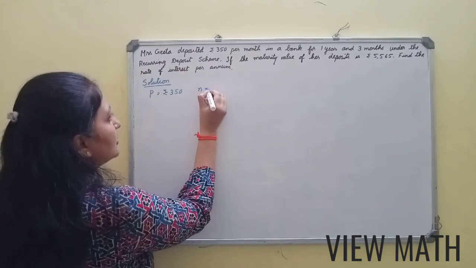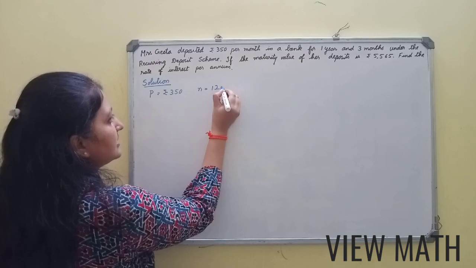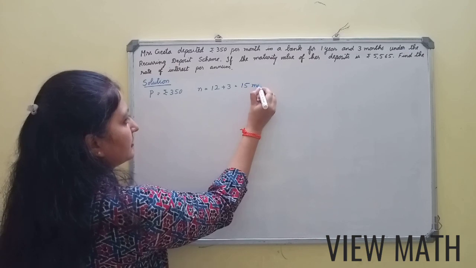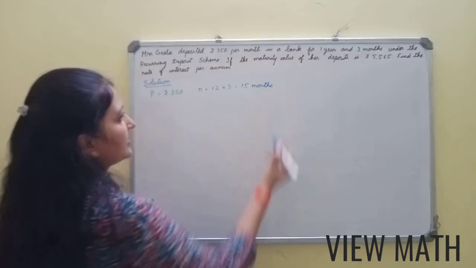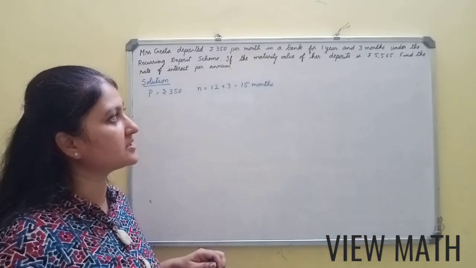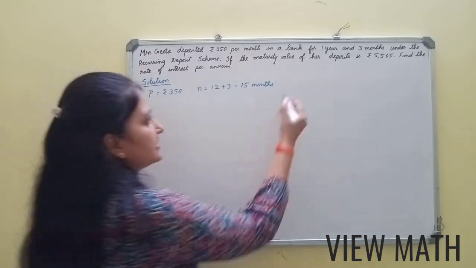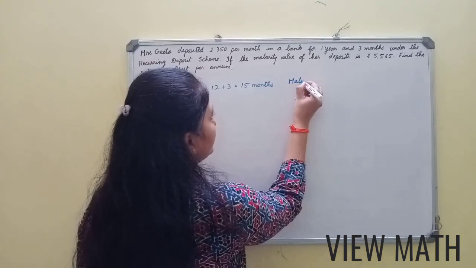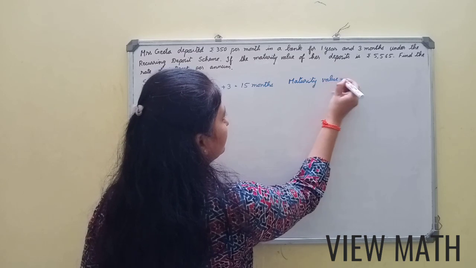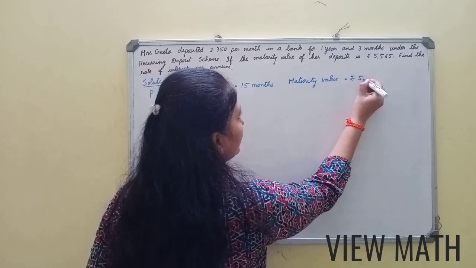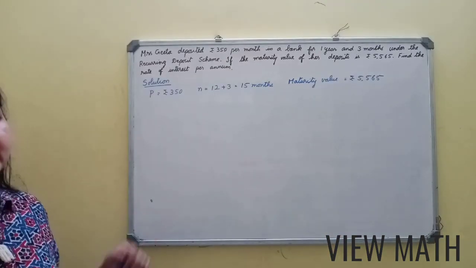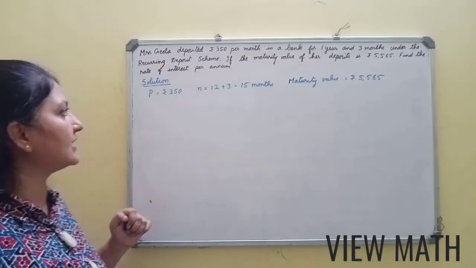N is equal to 1 year, so 12 months plus 3 months. So, it is totally 15 months. Under the recurring deposit scheme, they have given the maturity value. Maturity value is equal to rupees 5,565. Find the rate of interest per annum. So they are asking us to find out the R value.